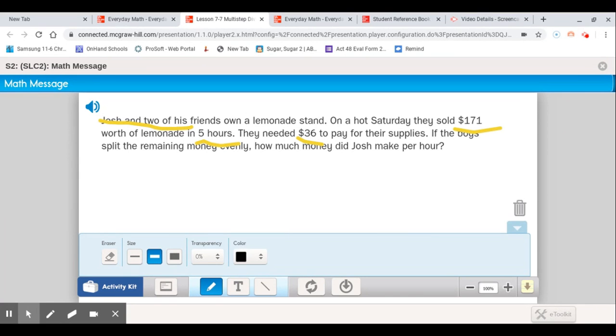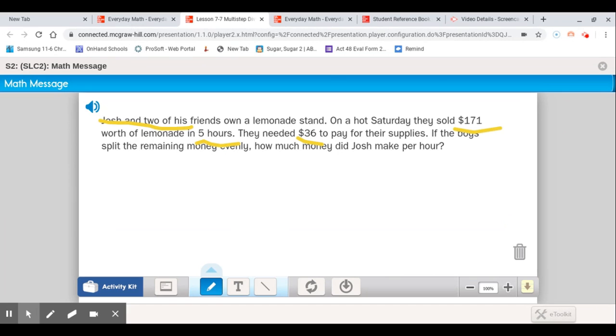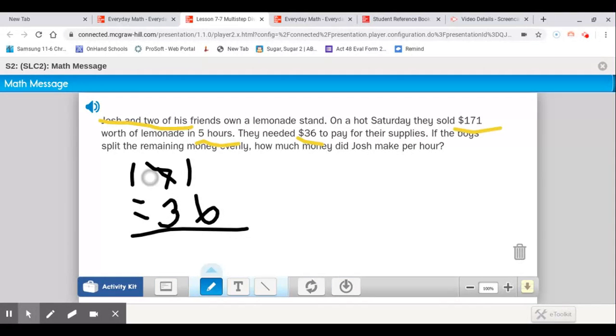So the first thing we want to do is figure out how much money they actually made. So we're going to take the 171 minus 36 to get how much money they really made. So they actually made $135. In that time, it was 5 hours, and there were 3 of them. So we could figure out how much they made per hour.